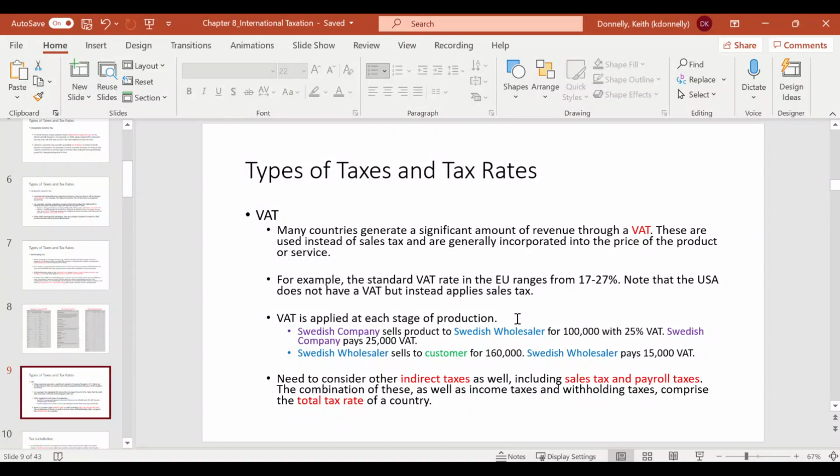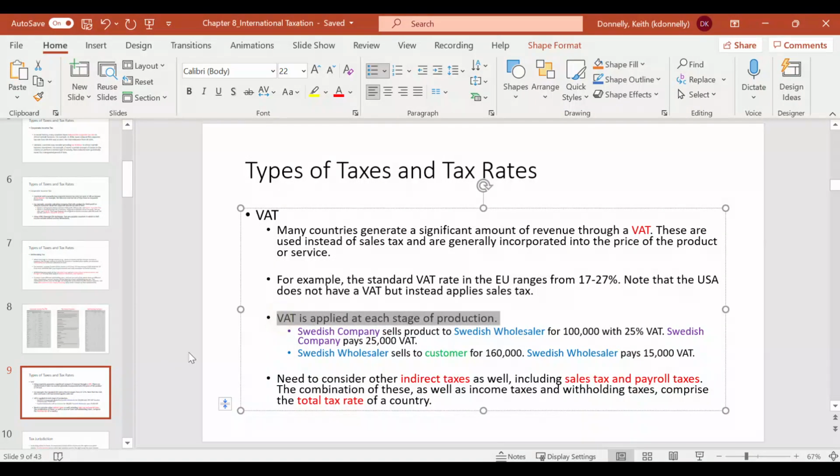So this is the big idea with a VAT right here, right? It's basically a tax that's applied at each stage of production. So say we have a Swedish company, they sell a product to a Swedish wholesaler for 100,000. They have to pay the VAT at that level, 25 grand, right? This company pays 25 grand.